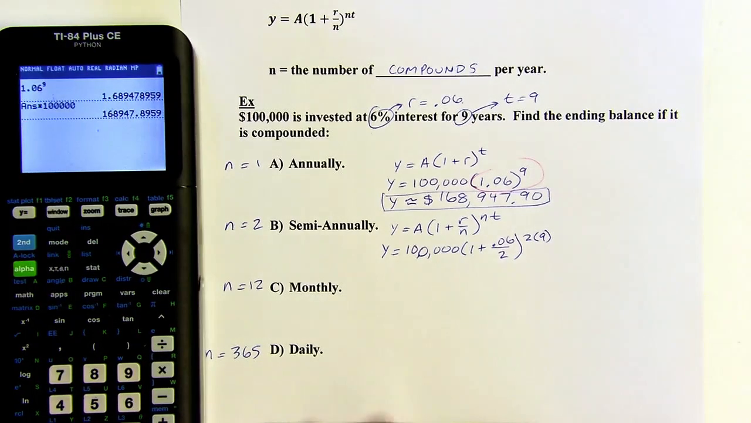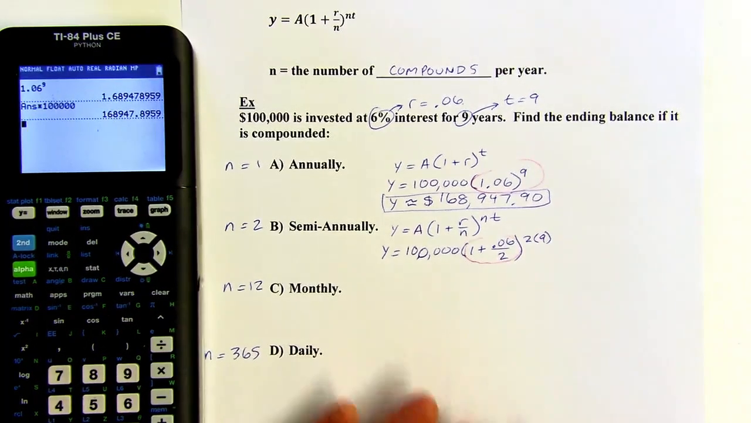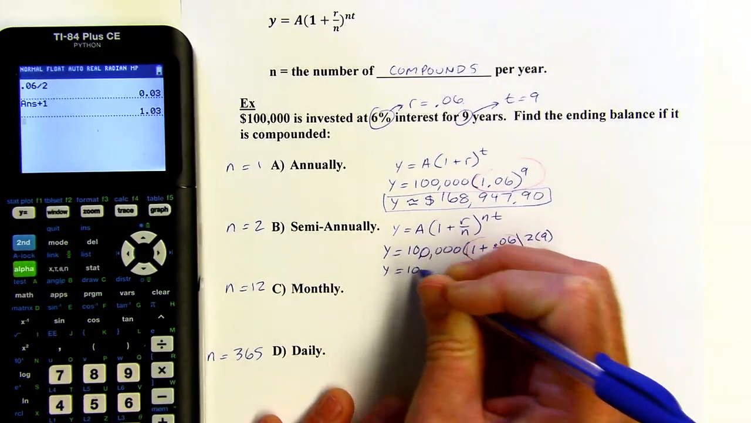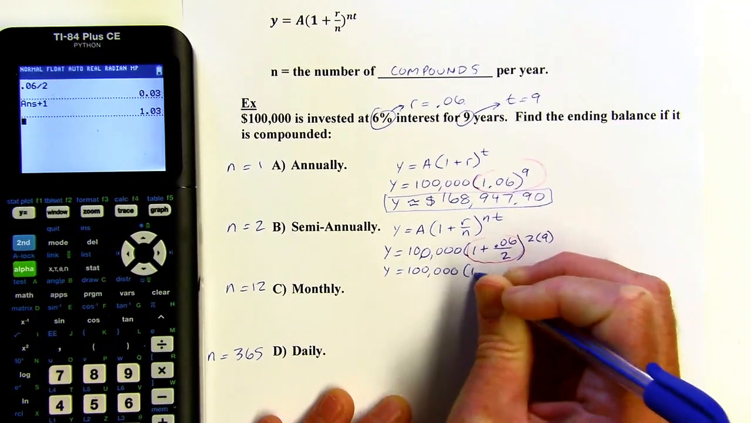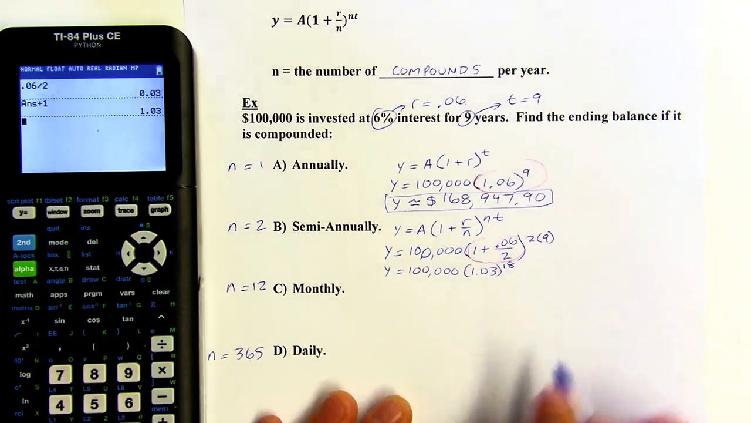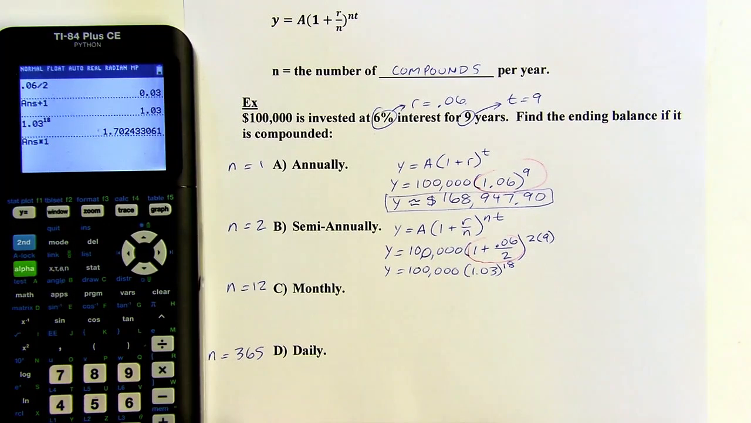Okay. All right. So this is a little bit harder to simplify. I'm going to start with simplifying this. So I'm actually going to start with the 0.06 divided by 2. Okay, 0.06 divided by 2 is 0.03. And then I'm going to add 1 to that. So 1.03 is going to be the contents then of the parentheses. Okay, 2 times 9 is 18, so I'm going to write that that exponent is 18. And then I would do the exponent next, so 1.03 to the 18th. Okay, and then I'm going to multiply that by 100,000.